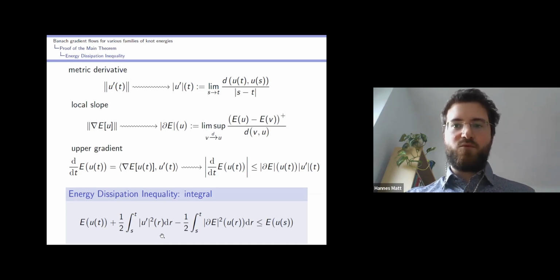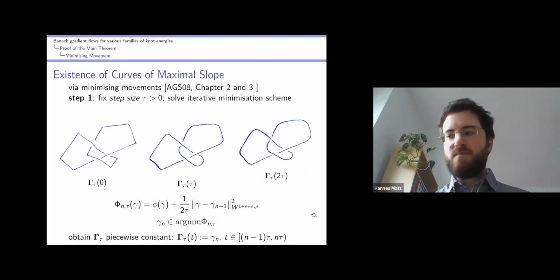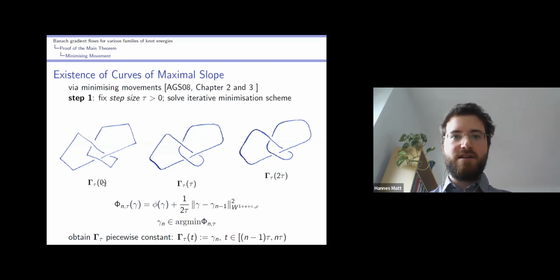So what we want to do is then show that such an energy dissipation inequality holds in our case. How is this done? I will briefly recall the existence theory for these curves of maximal slope, which is quite generally written down in the book by Ambrosio, Gigli, and Savaré in chapters 2 and 3. And I will briefly summarize it with our scenario in mind.